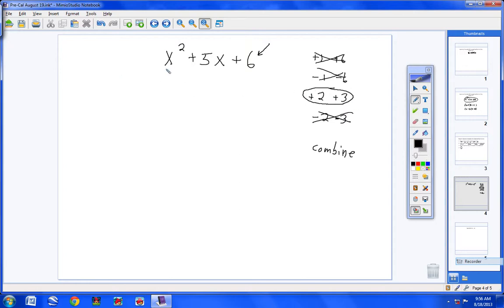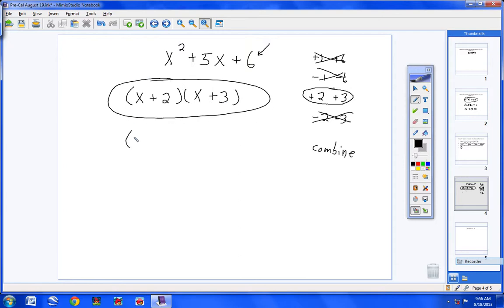All right. So all you have to do now, put your 2 sets of parentheses. Now remember, we have x squared here. We know we want our middle term to be x. So we're going to put an x into x. And then see this positive 2 and positive 3 over here? We're going to put positive 2 and positive 3. And that's it. By the way, another answer could be x plus 3, x plus 2. It does not matter which parentheses you put first.